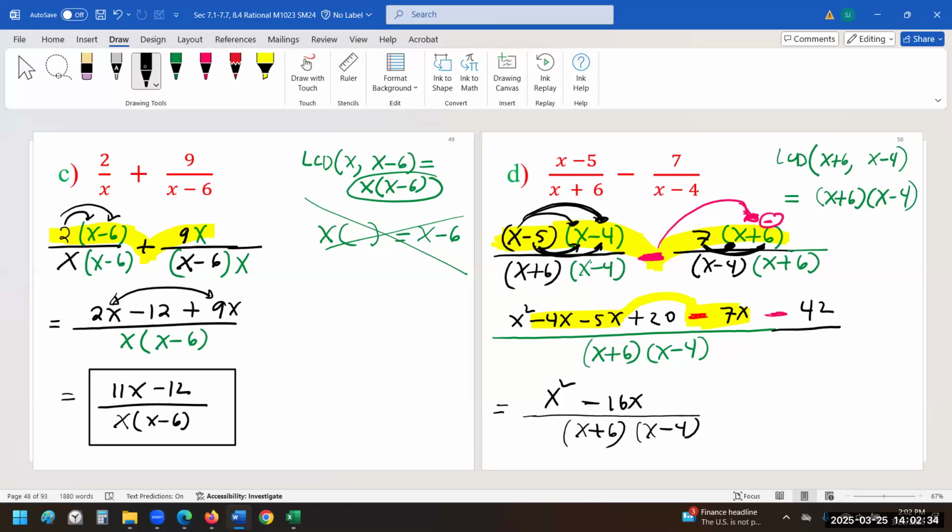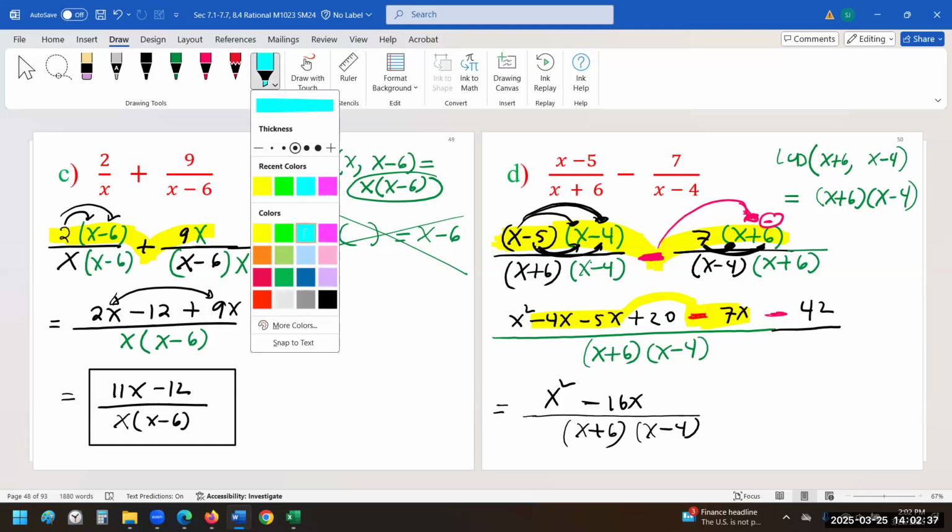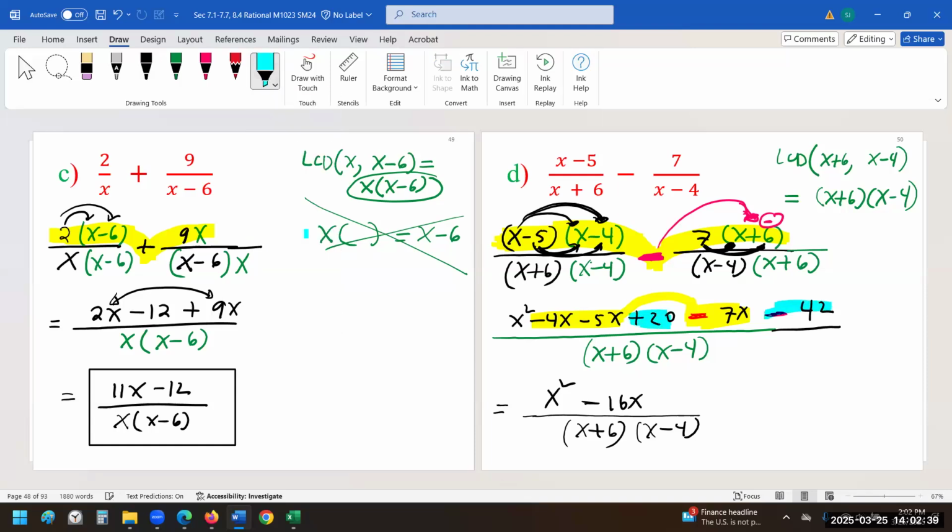And do you have any other like terms in the numerator? Plus 20 and negative 42. So what do you have? Positive or negative? Negative. If you're confused, we have 42 and 20. When you subtract, it's 22. But 42 is a minus, 20 is a plus, so it's minus 22.